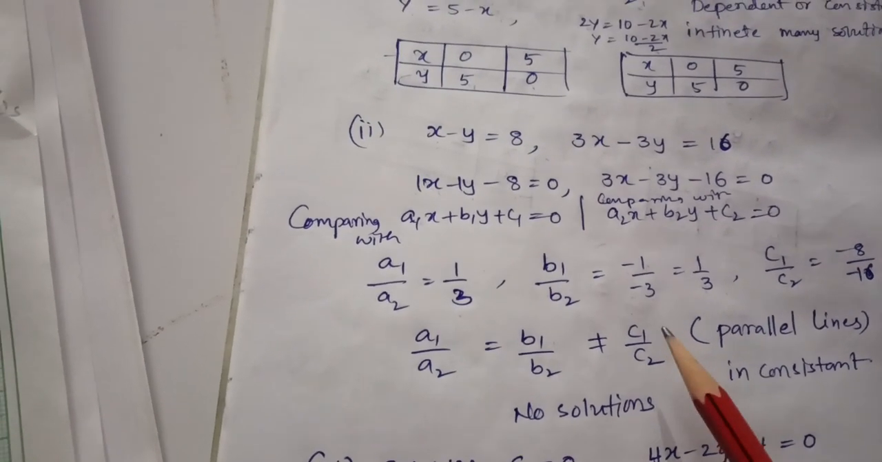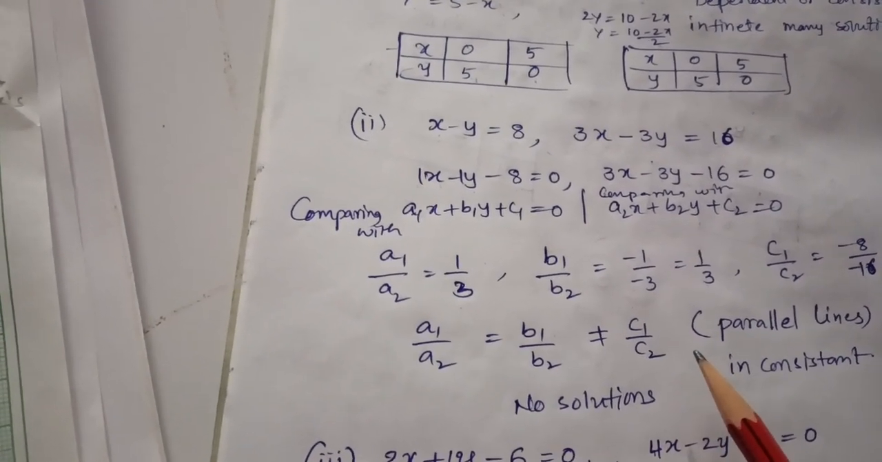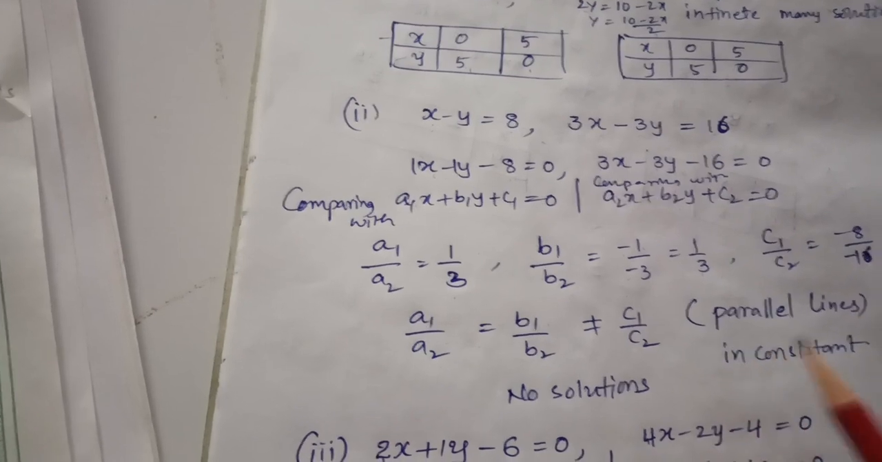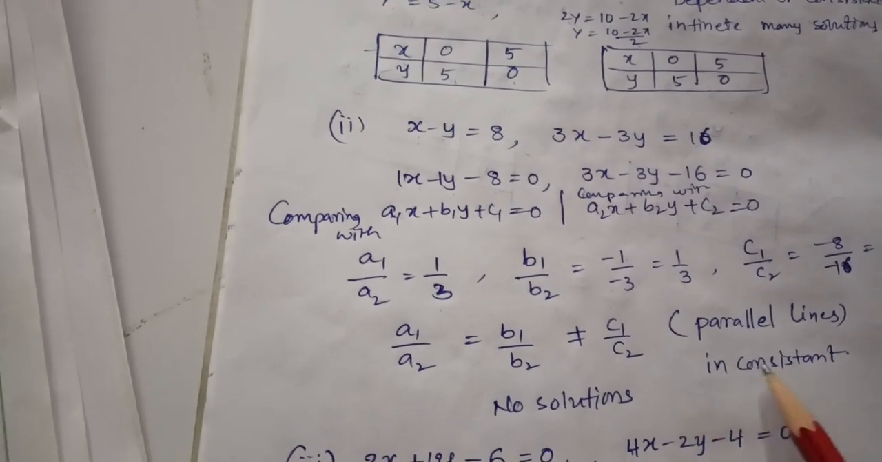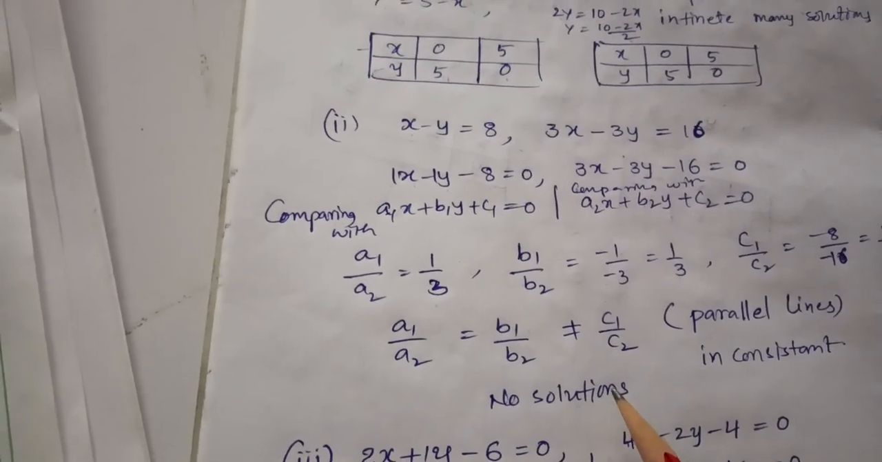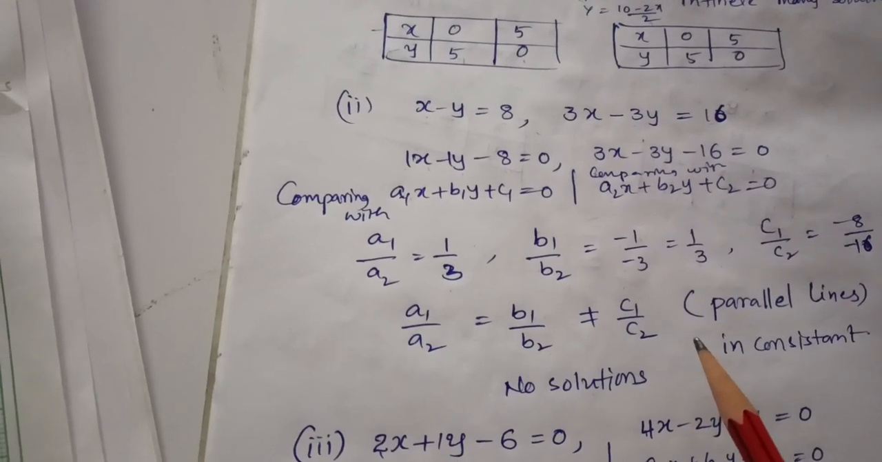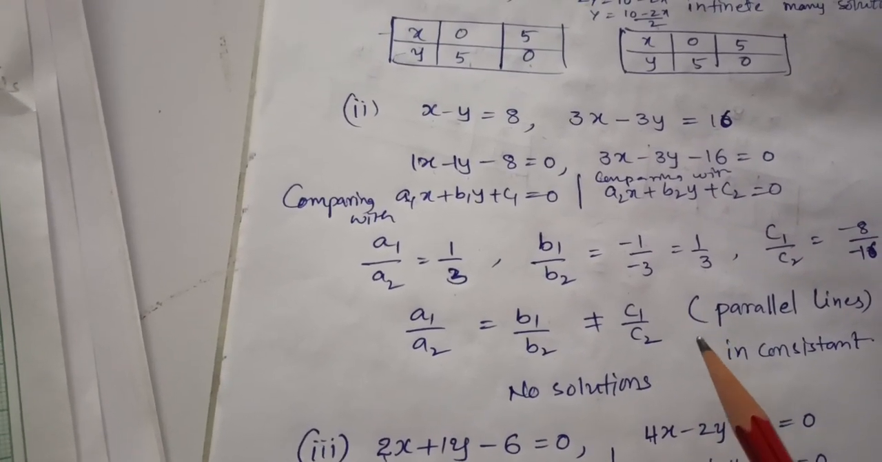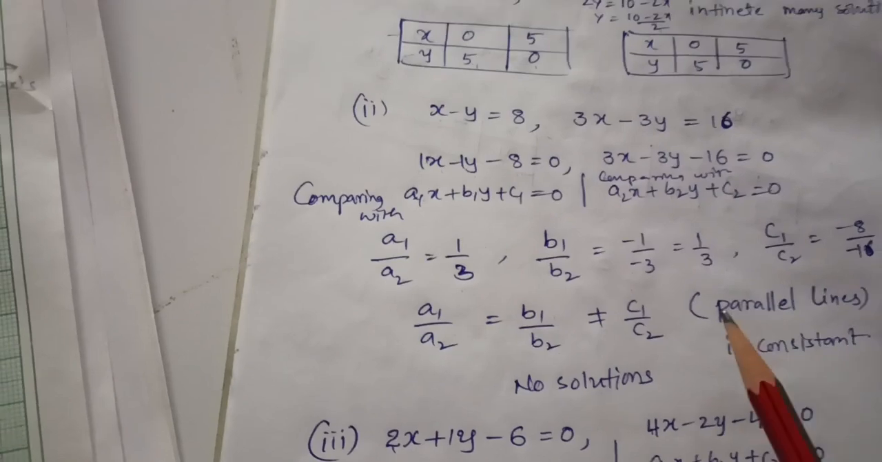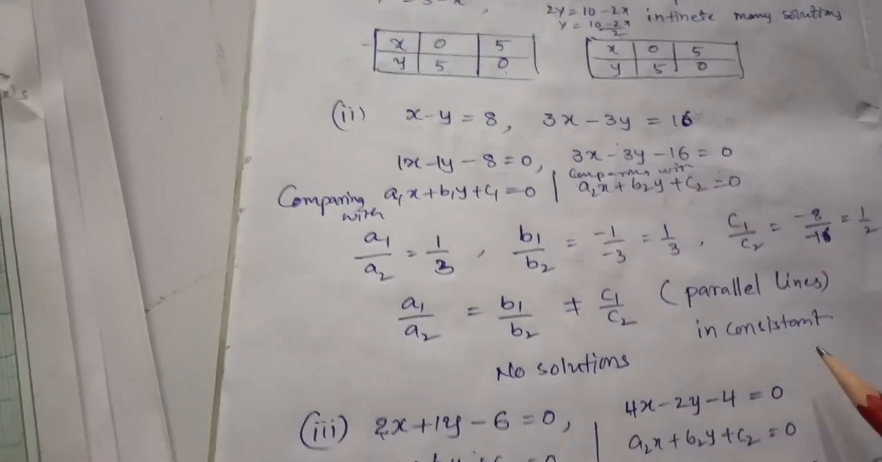This type of lines are parallel lines and inconsistent. Inconsistent lines have no solution. The question asks to show graphically only for consistent lines. So this is not needed.